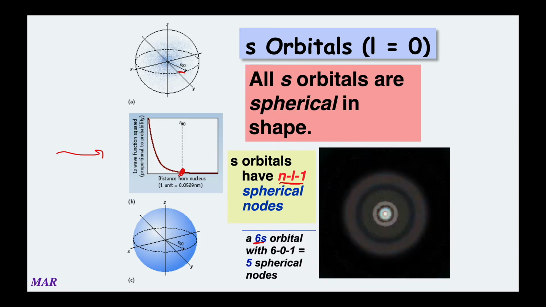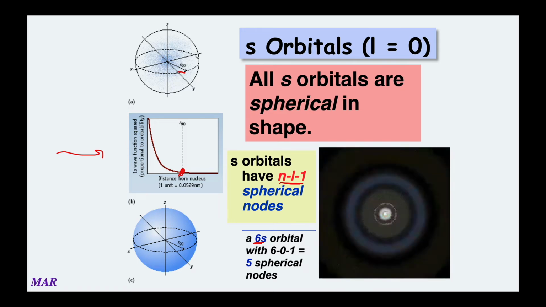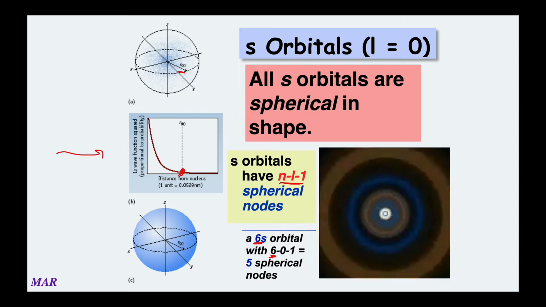If you have a 6s orbital and you want to know how many spherical nodes there are, you better know the n and l values. So 6 is the n, that's the 6 right there. S is L equals 0, that's that one right there, and n minus L minus 1, this thing has 5 spherical nodes. So we're going to talk a lot about types of nodes when it comes to these crazy subshells and orbitals. And n minus L minus 1 is the way to find the number of spherical nodes, and we'll come back to that later.